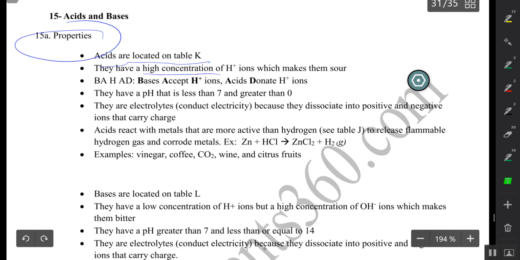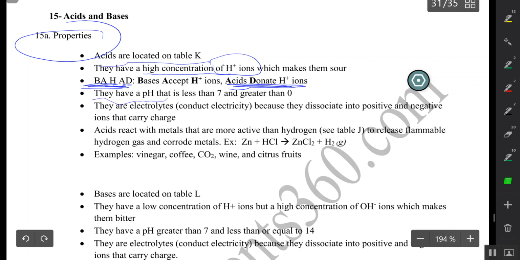Acids have high concentrations of H+ ions. Obviously, they all begin with an H, so they have a very high concentration of H+ ions. And since they have a lot of H+ ions, they're going to donate them. So acids donate. Bases accept the H's. Acids donate them.